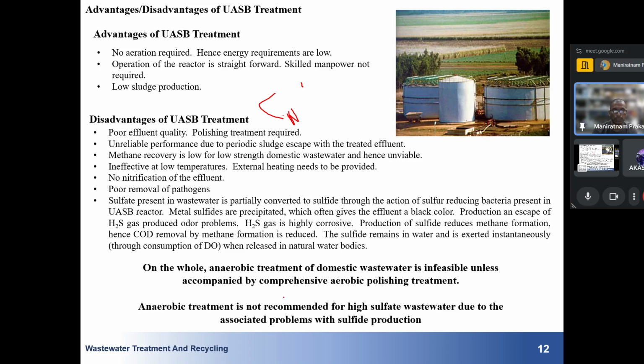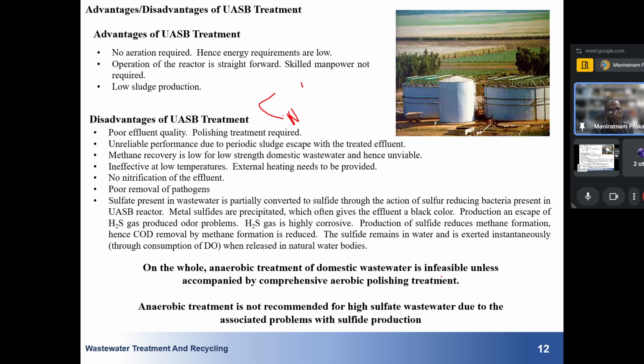On the whole, anaerobic treatment of domestic wastewater is infeasible unless accompanied by comprehensive aerobic polishing treatment. So it is recommended that if you are doing anaerobic digestion, once a huge amount of organic matter has been converted, then as soon as the anaerobic digestion has occurred, there will be a polishing with the aerobic treatment, with aerobic bacteria.